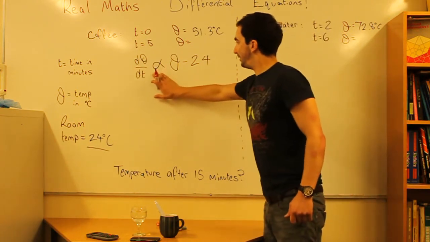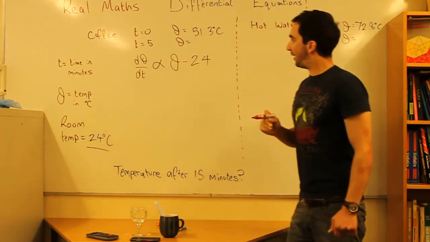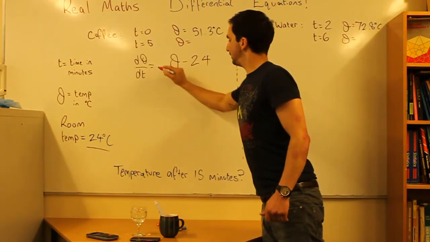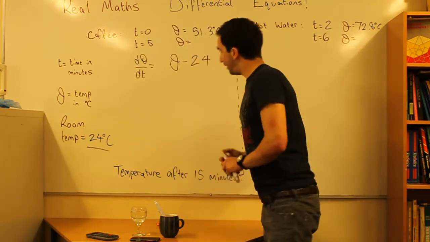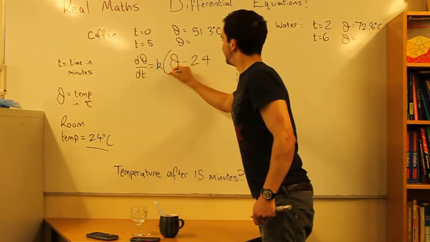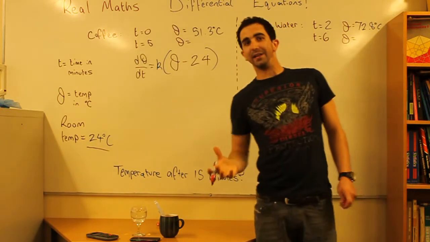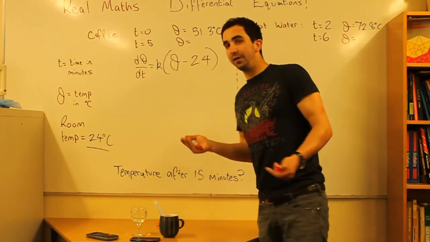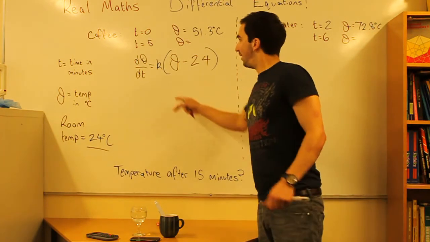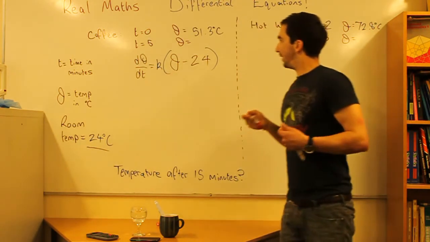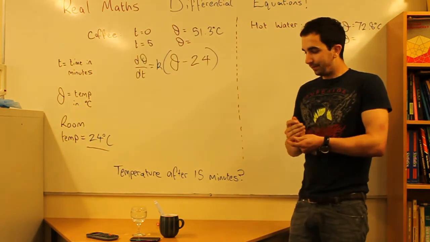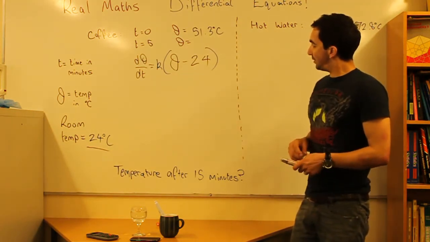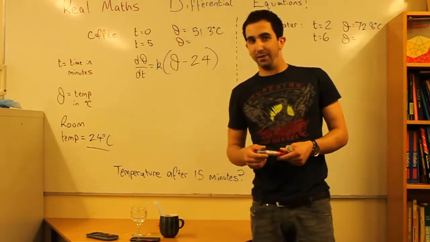So back to some GCSE maths, if d theta by dt is proportional to that, that means that there's some constant k. Now k will be negative because it's decreasing. If you wanted to put a negative there, you could. I'm not that fussy because I know when I find my k it's going to be negative. Okay? So we're going to try and solve this differential equation.